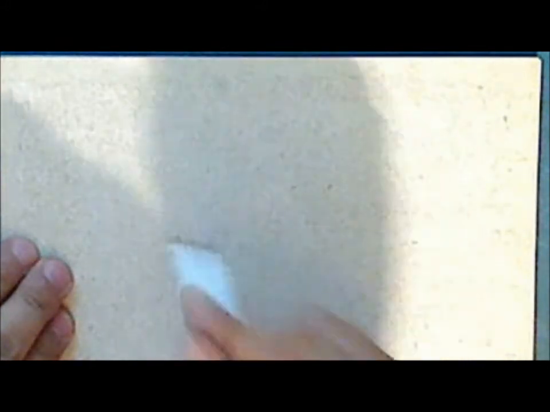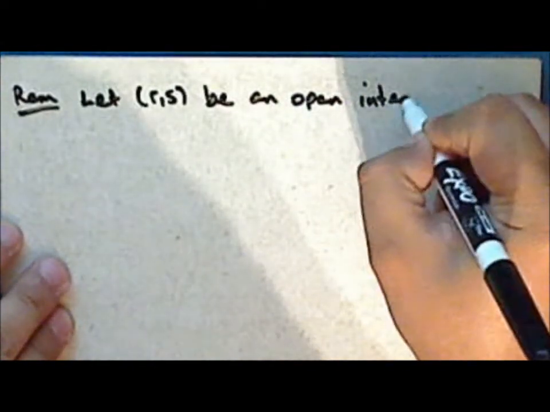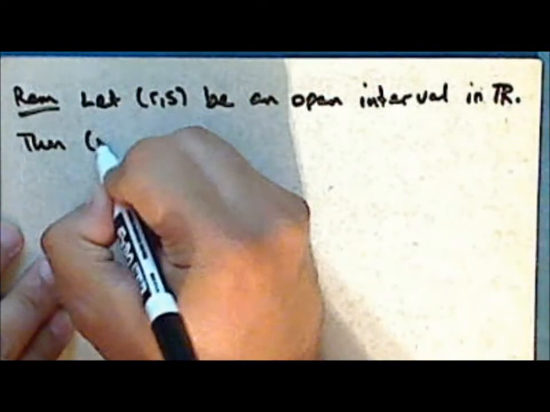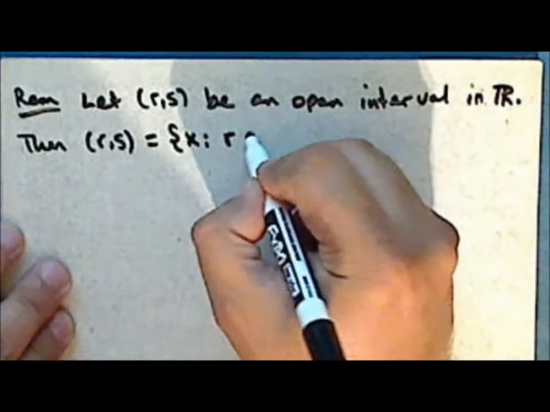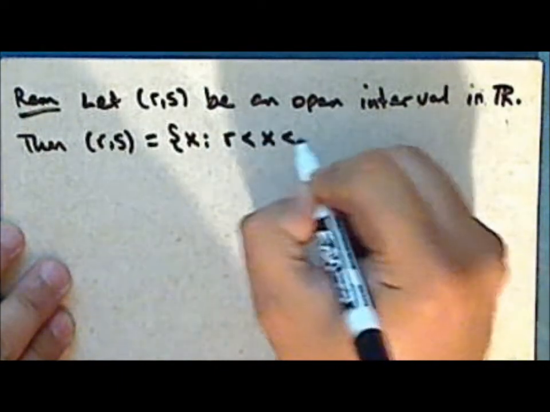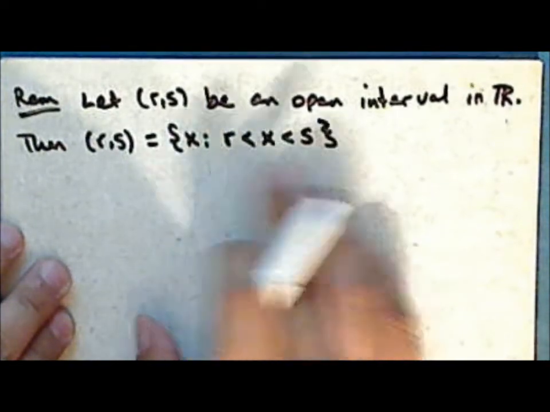Okay, so we're going to start by looking at a consequence of the density of the rational numbers in the reals. Let the interval from r to s be an open interval in the real line. Then the open interval rs is the set of all points x such that x is strictly greater than r and strictly less than s. So it does not include the real number r nor the real number s.